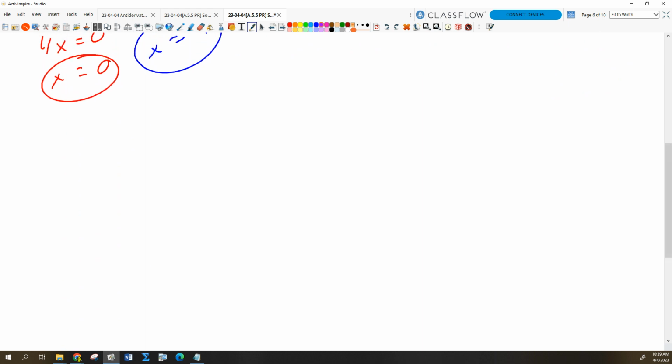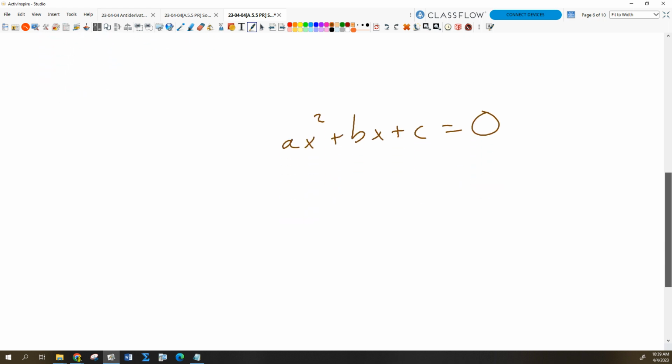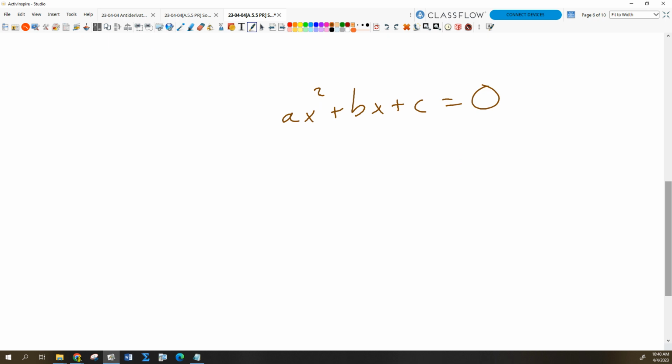Okay, so let's remind ourselves about that one real quick. If we've got a quadratic equation in standard form, what does the quadratic formula tell us? x equals negative b plus or minus the square root of b squared minus 4ac, all divided by 2a, right? So we're just going to plug and chug.